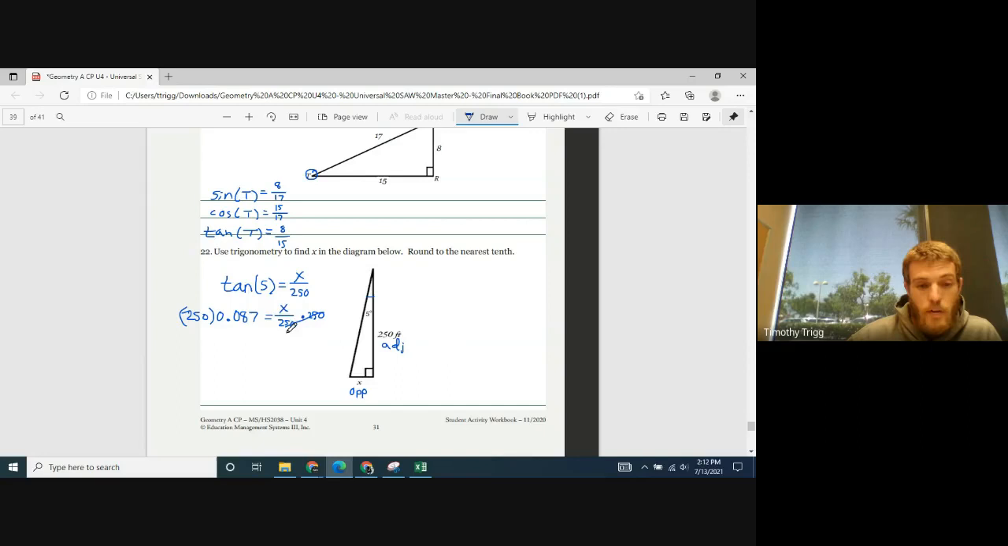So over here, you get x by itself equals, and then you just multiply these together. So I've got 21.9 when I round to the nearest tenth. So I round to the first decimal place, I get 21.9. Okay, make sure you're able to put in the calculator and get that exact same answer. Make sure you can plug all that in. Okay, it's going to be important on the test.